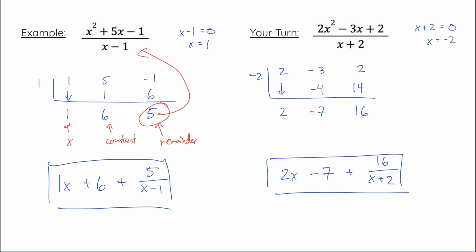The answer to that one is 2x minus 7 plus 16 over x plus 2. So this is how we do synthetic division. As you can see, it is a bit more compact. The drawback is that it doesn't work for all types of polynomial division, especially if you have a trinomial or an x squared in the denominator. The way I've shown you only works if you have a binomial with just an x term and the x has a coefficient of 1.